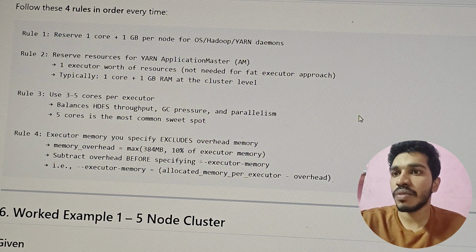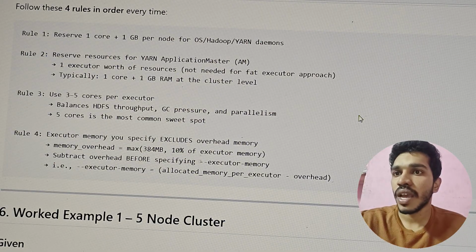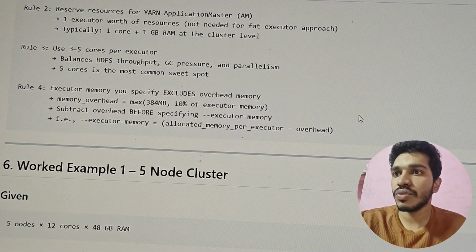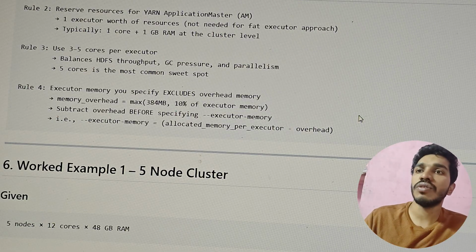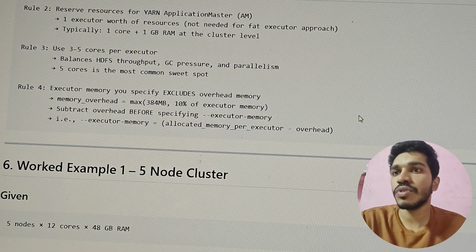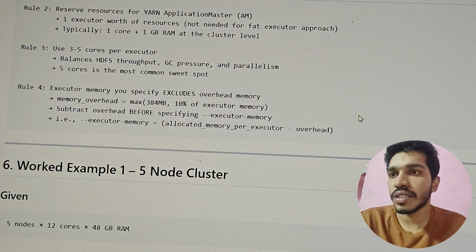That is one executor's worth of resources, not needed for the fat executor approach. Typically 1 core and 1 GB RAM at the cluster level. Rule number 3 is to use 3 to 5 cores per executor, to balance HDFS throughput, garbage collection pressure and parallelism. 5 cores is the most common sweet spot.